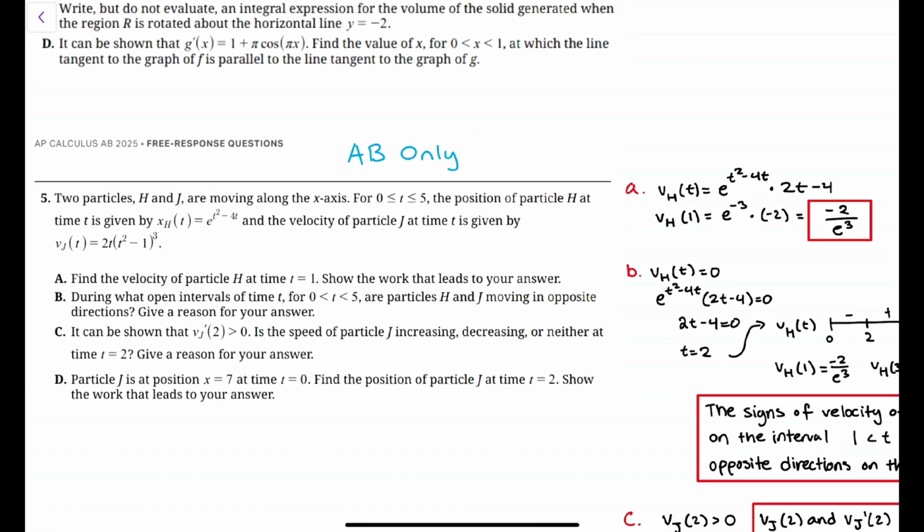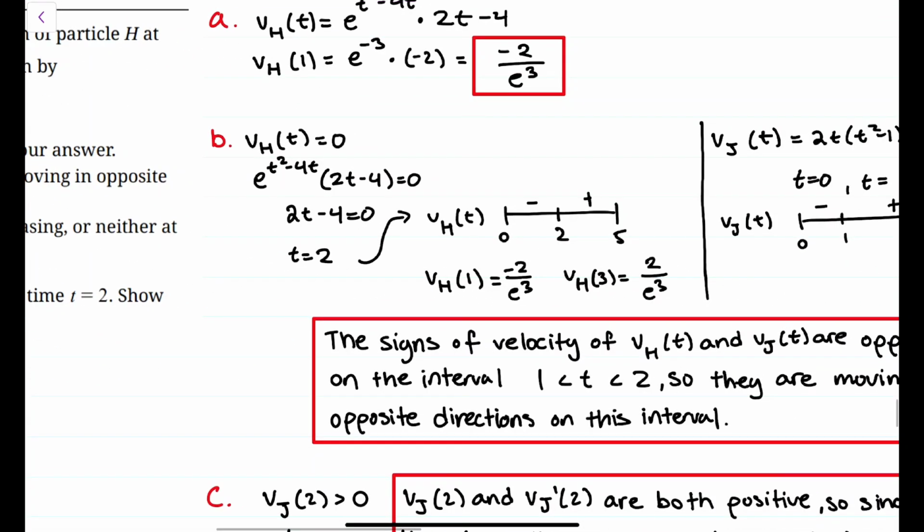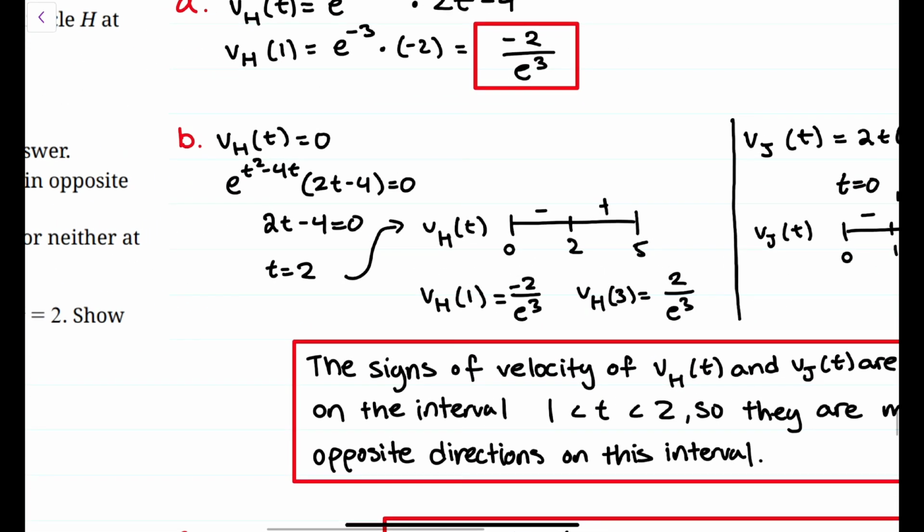For part B, what open intervals of time t from 0 to 5 are h and j moving in opposite directions? So we have to see the intervals when v of h of t and v of j of t have different signs, whether it's positive or negative. So for v of h of t, we set it equal to 0. We can see that t is equal to 2, and then we see how it behaves from 0 to 2, and we already know that v of h of 1 is negative, since it's -2 over e to the 3, and then we evaluate it at 3, and we get 2 over e to the 3, which is positive.